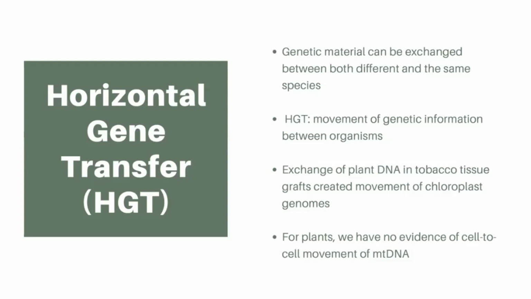One mechanism of horizontal gene transfer was found to be grafting. It was discovered that specifically tobacco graft junctions were able to exchange plant DNA and create a movement of the chloroplast genome. Although this means there is cell to cell movement of organelles, there is still no evidence of cell to cell movement of the mitochondrial DNA.